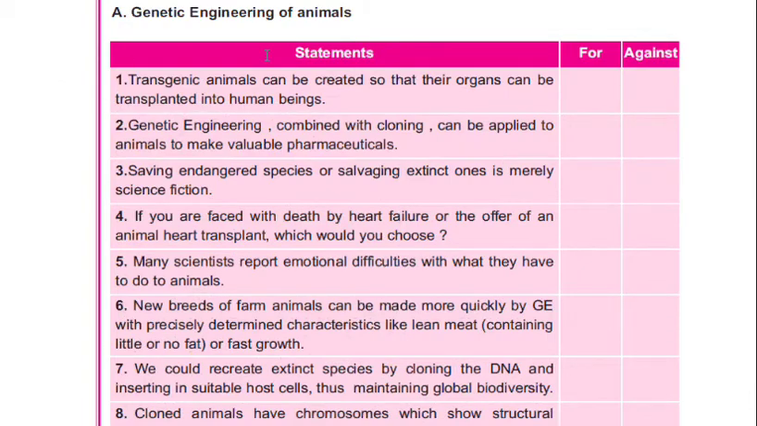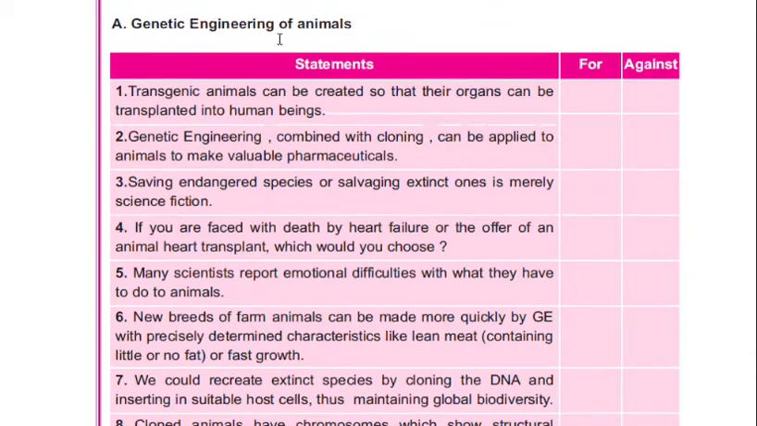So genetic engineering of animals, we're talking about the application of genetic engineering on animals. 1. Transgenic animals can be created so that their organs can be transplanted into humans. So we can take some organs from animals and transplant them into humans to help them overcome a health problem.